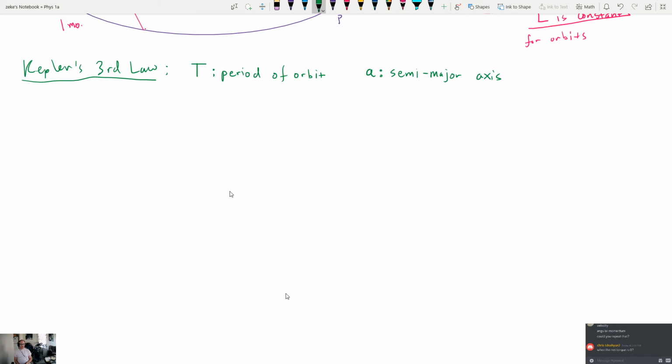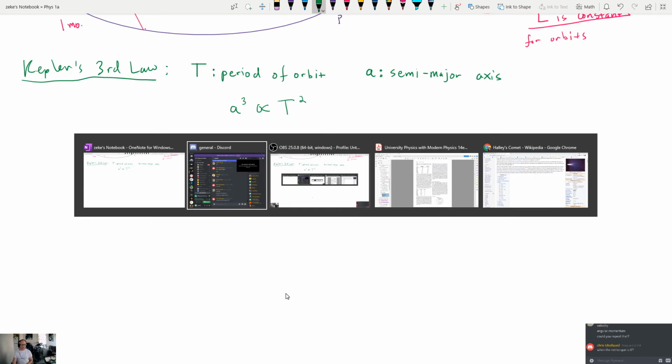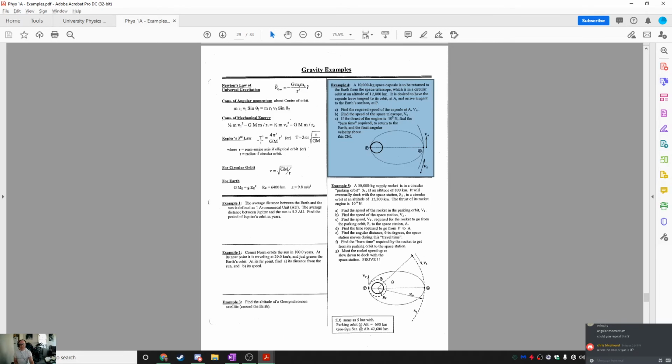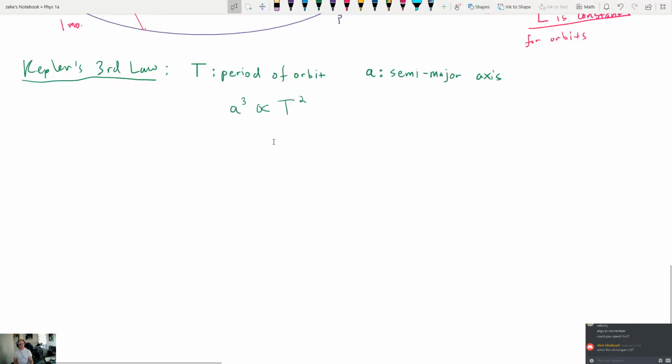So, putting these together, what he figured out was that if you take the semi-major axis cubed, this is proportional to, I'll use this proportionality symbol, the period squared. Did I get that right? A cubed is proportional to period squared? Let me see real quick. Yeah, that's right. A cubed is proportional to the period squared. That's Kepler's third law. It's not an equation. It's basically a ratio.